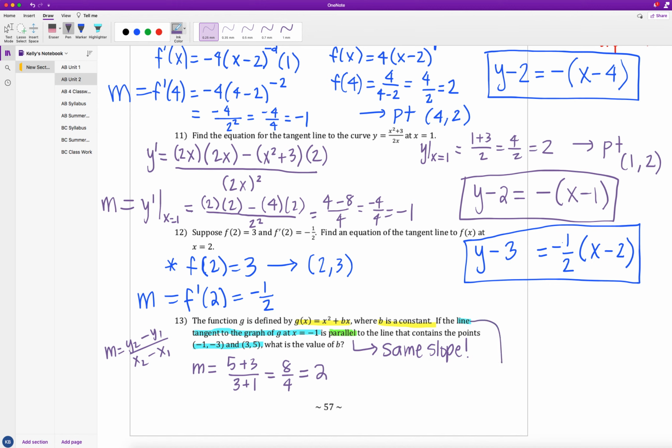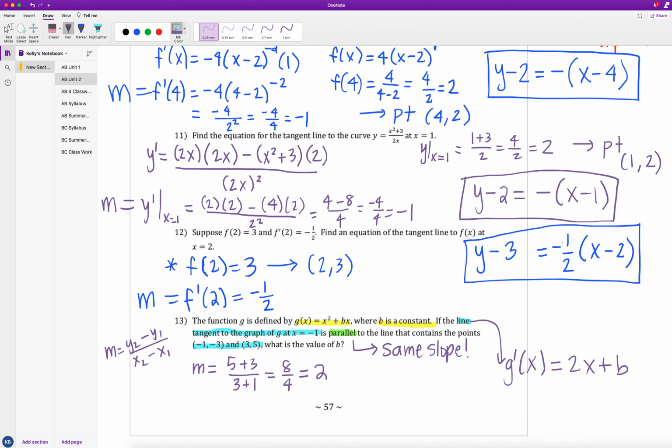Well, let's find the slope of the tangent line in general. So to find the slope of this tangent line, I would want to find g prime of x. So the derivative of this g of x would be 2x plus b. Since remember b is a constant, so it's just a number. So if I have a number times x, I'll just get that number left over.